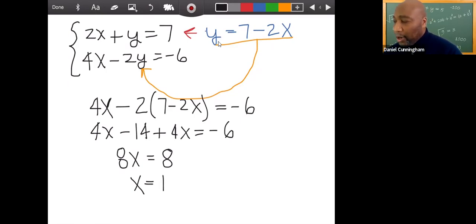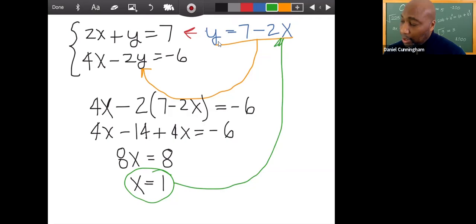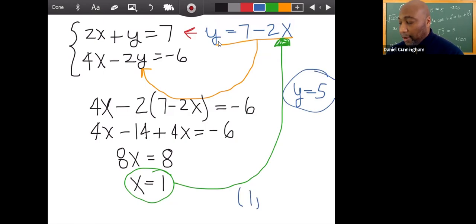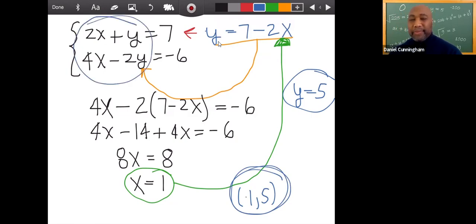Now, I'm not done because I've got to figure out y. So I plug this x value into this equation right here that I underlined in orange, and it'll give me the y value. So 7 minus 2 is 5. So in this case, y is equal to 5. And if you want to write it as an ordered pair, you can say (1, 5). And then double check to make sure this works in both of the top equations up here. So this is an example, again, of one solution, or consistent.